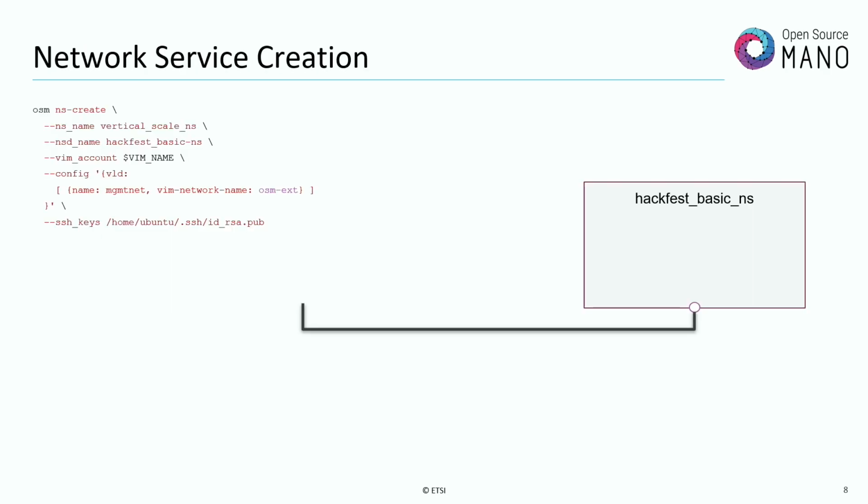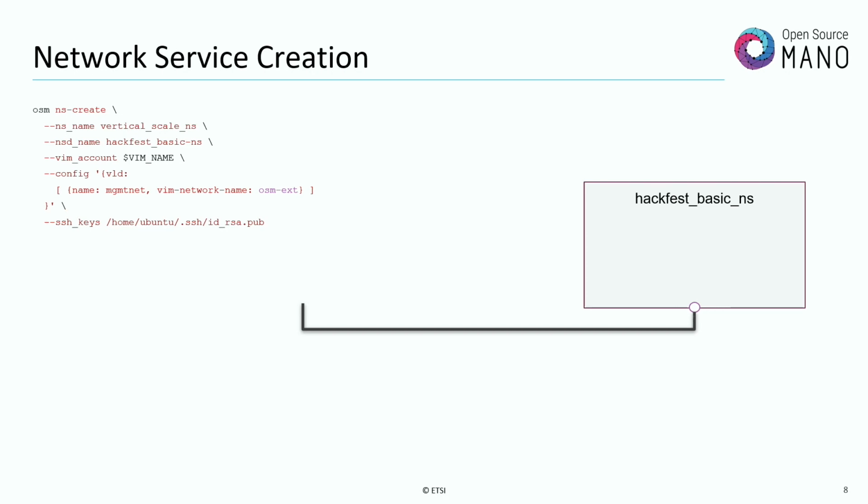All right, what does network service creation look like? This is your OSM client, OSM. That's a set of Python shell scripts that talk HTTP to the northbound interface. So what we're going to say is we want to create a network service. The network service name itself will be vertical scale NS. So when I do an OSM network service list, I should see one with an ID of vertical scale NS. The network service descriptor that we want to use is this.